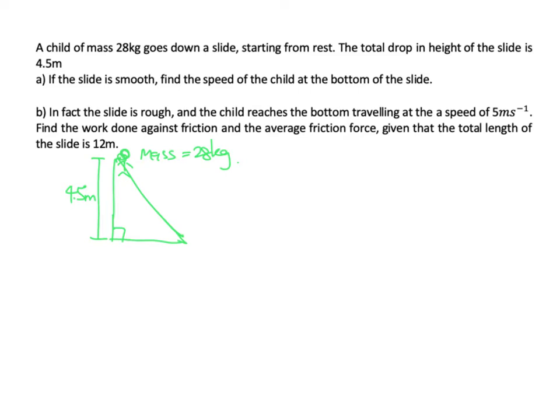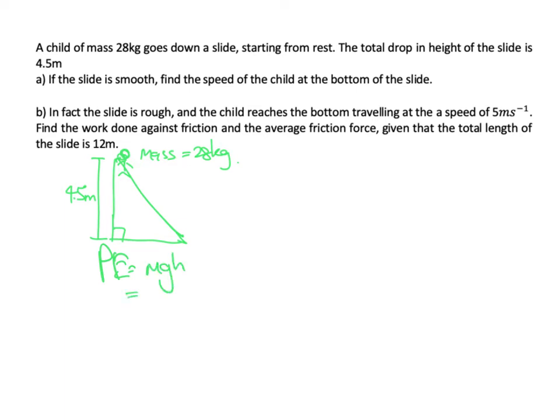If the slide is smooth, find the speed of the child at the bottom of the slide. To find this, whenever an object is positioned at a certain height, the one energy that is always thought of when it goes up to a certain height is potential energy. So find what PE is over here. Potential energy, PE equals mgh.